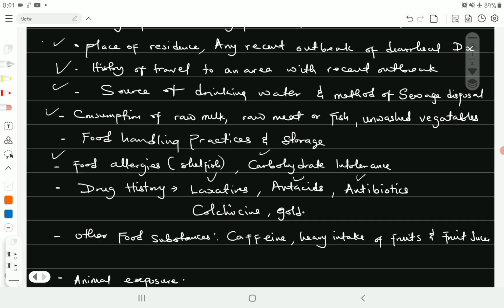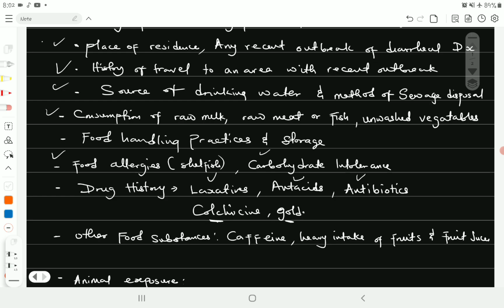Abuse of antibiotics. Then use of colchicine, gold. So you put it there that there is no prior history of use of laxatives, not on any antacid, no history of antibiotic abuse, no history of use of colchicine or gold. Those drug histories are important.